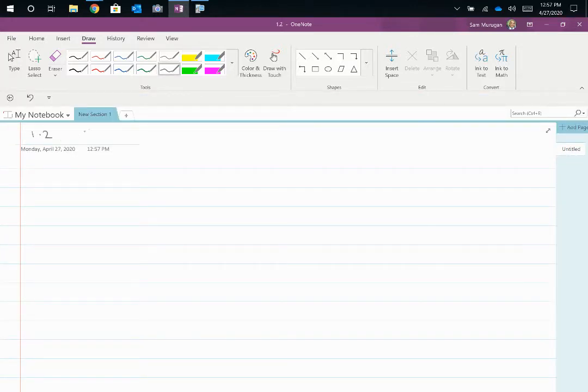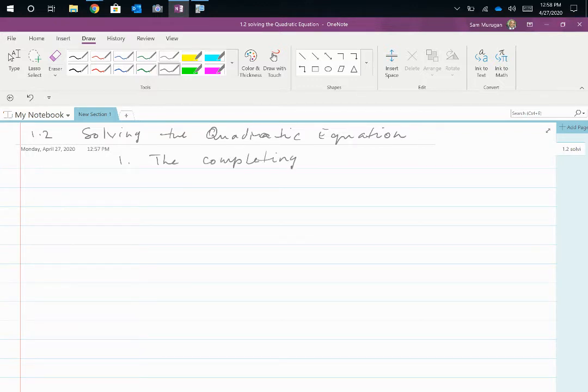So 1.2, solving the quadratic equation using the completing the square method and using the quadratic formula. So let's begin by looking at completing the square method.